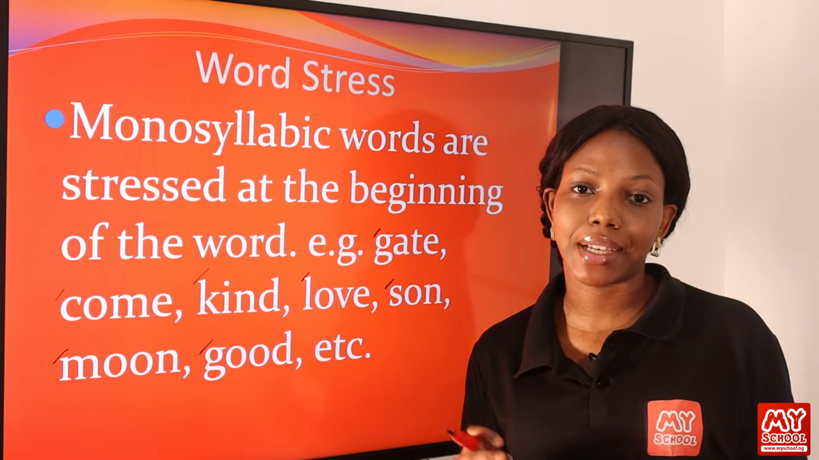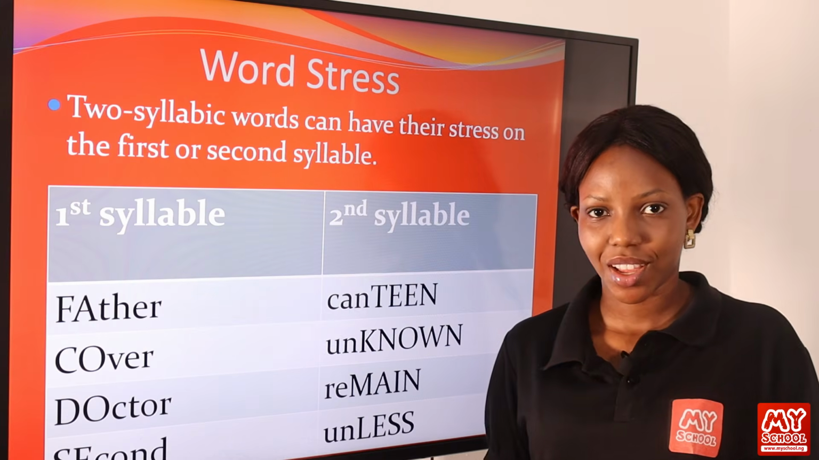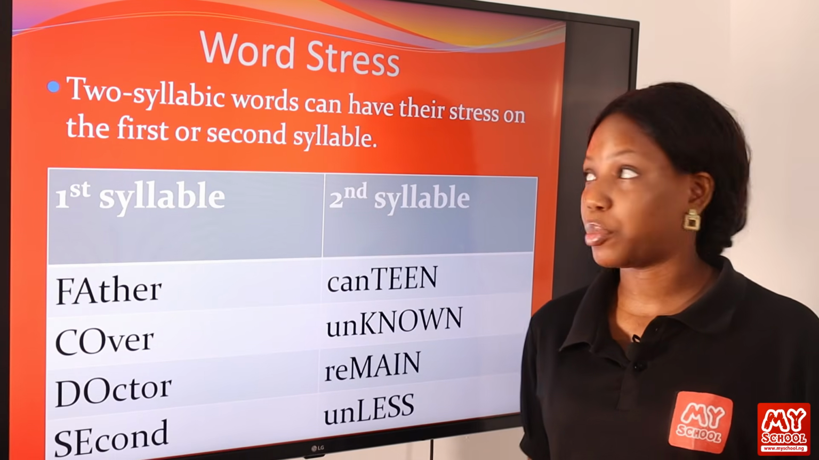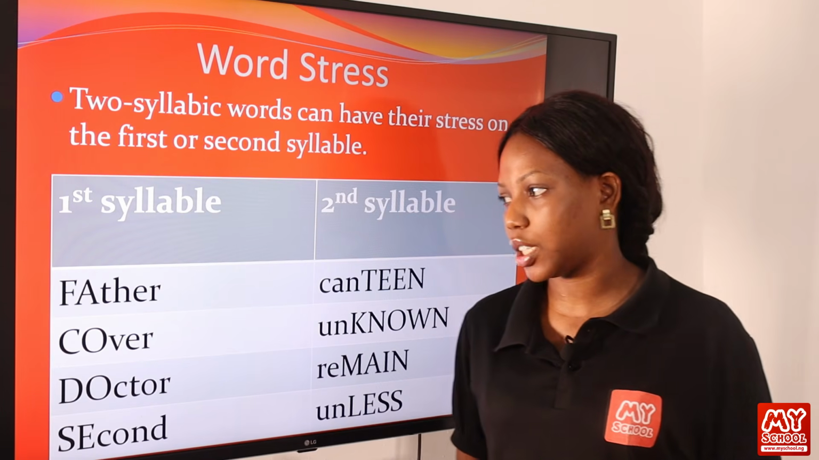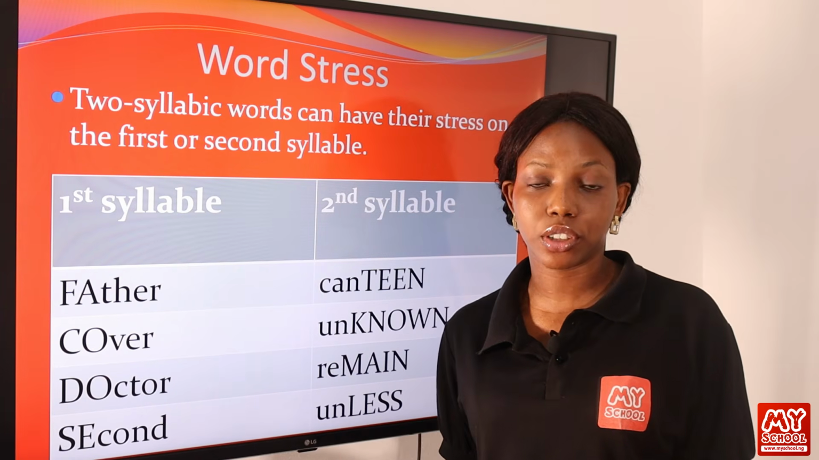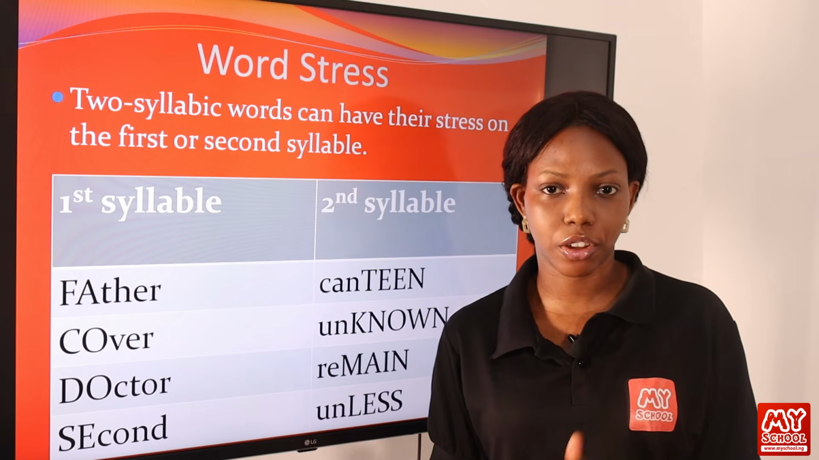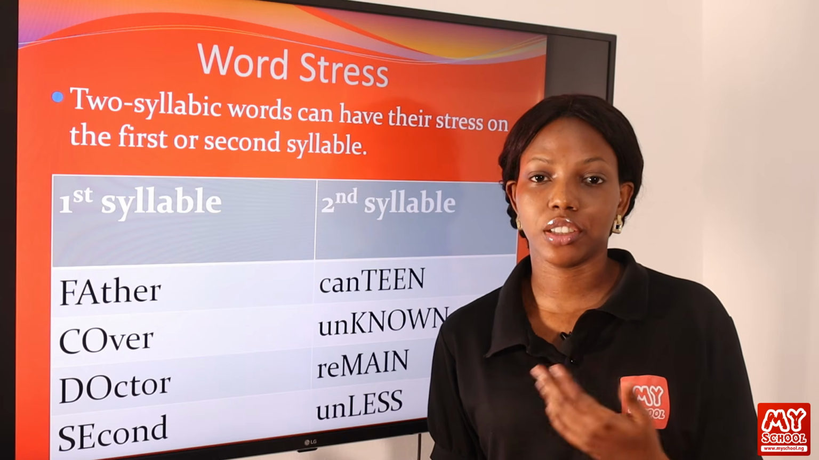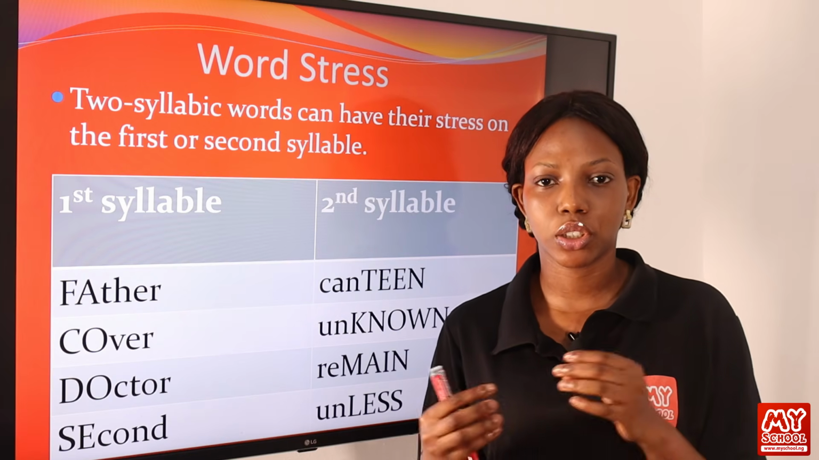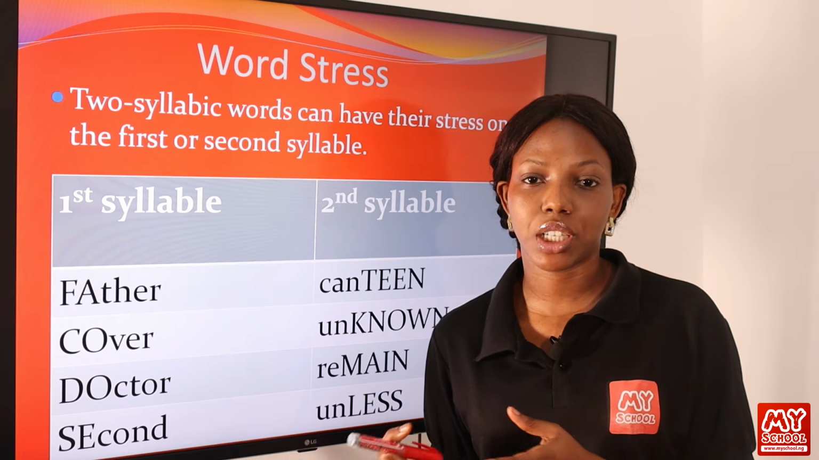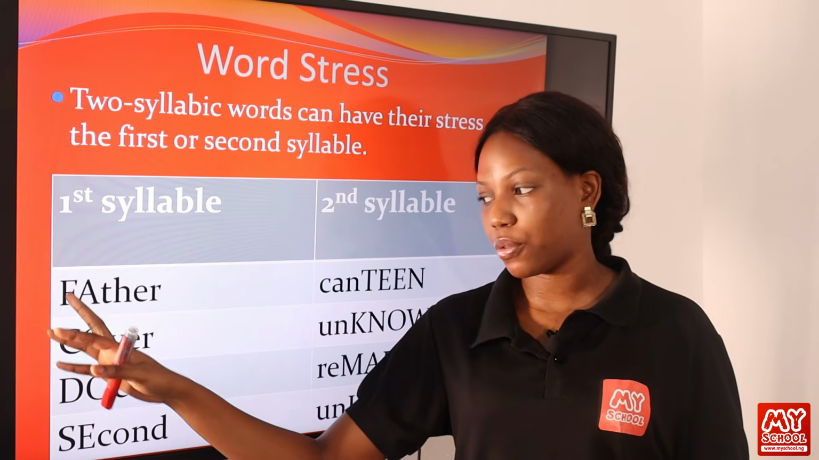Now, how do we stress disyllabic words, okay? So let's take a look at examples of disyllabic words. Okay, for two-syllabic words or disyllabic words, they can have their stress on the first and second syllable, right? Okay, so for example, first syllable, we have the word father. In the course of this tutorial, we will be using capital letter to indicate a syllable that is stressed, not the stroke, okay? So the stroke is used in dictionaries, but in the course of this lesson, we'll be using capital letter. So please take note of this. We're using capital letter to indicate the stressed syllable, while unstressed syllables are written in small letters or what we call lowercase. So we have father. So father is stressed at the beginning of the word.